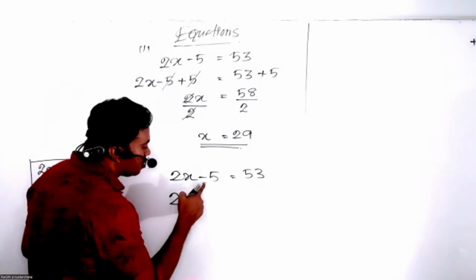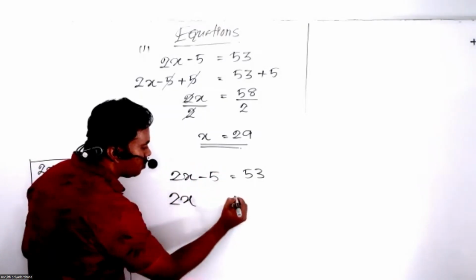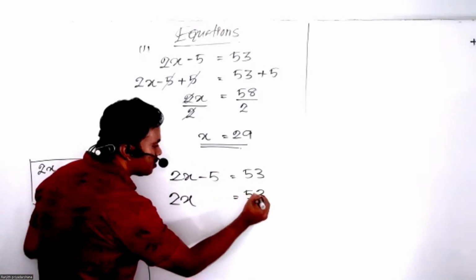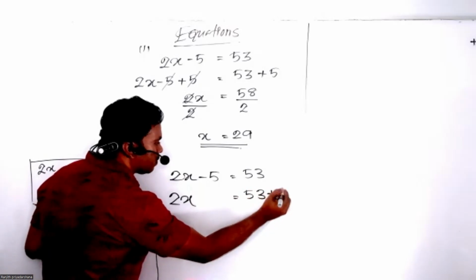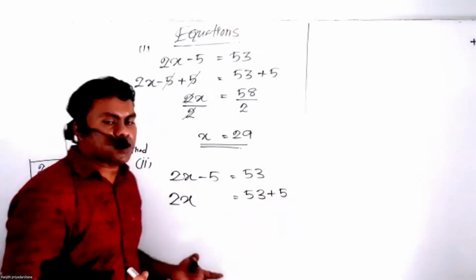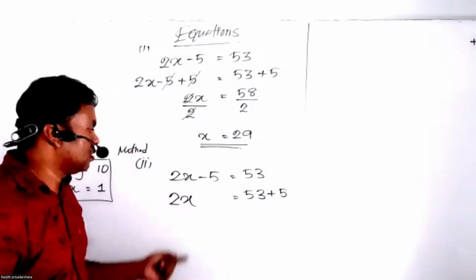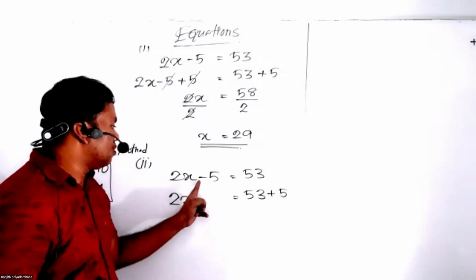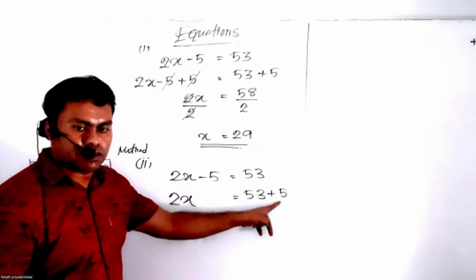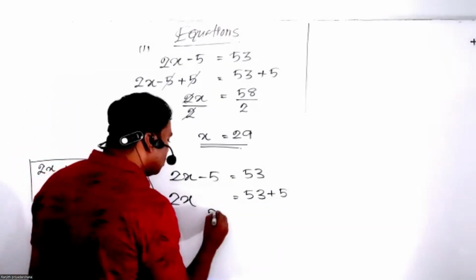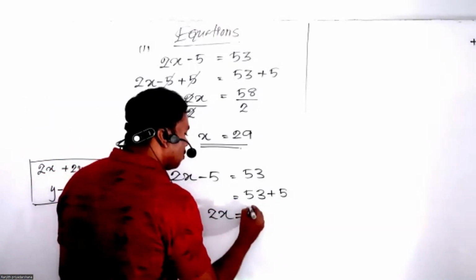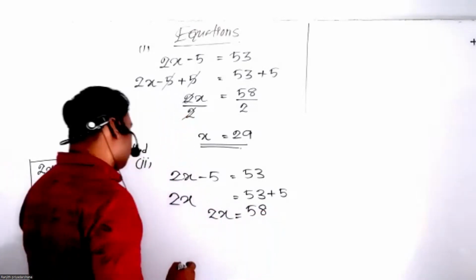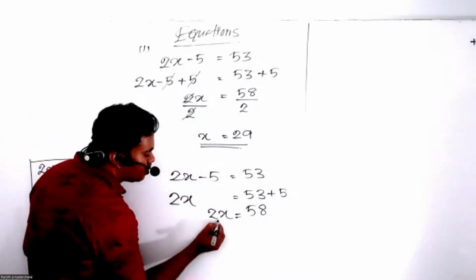2x, subtraction 5 goes to the other side as plus 5. Always opposite action is happening. So this subtraction becomes addition. Now 2x equals what? 58. Now you can remove these 2.